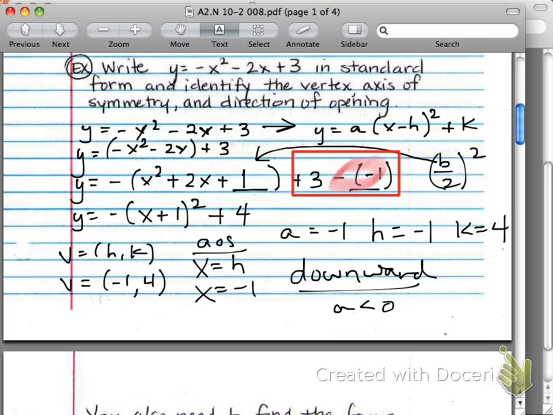I'm still confused. I get the rationale behind why H is -1, but it just doesn't make sense because it's the opposite of H. Look at the formula. It says negative. Very good, Marcus.